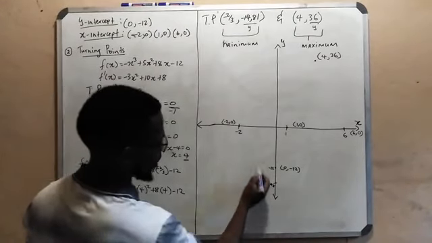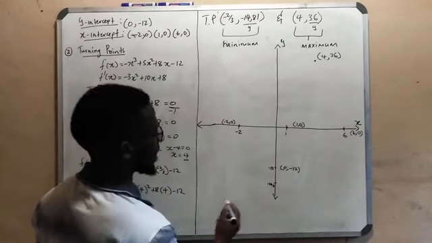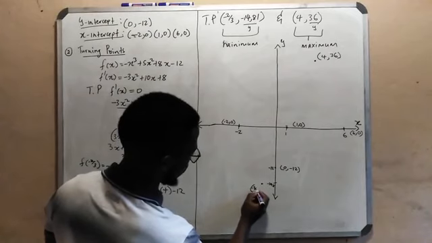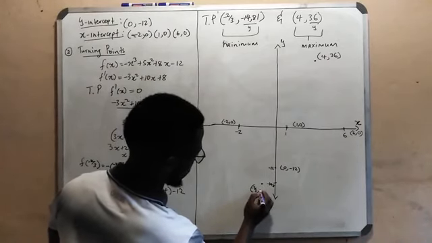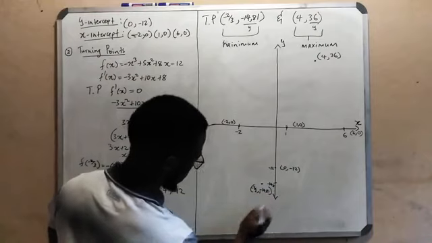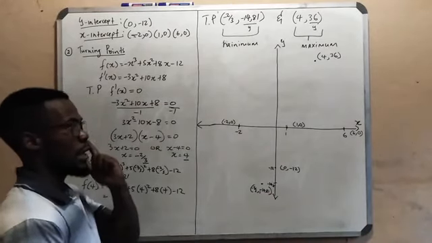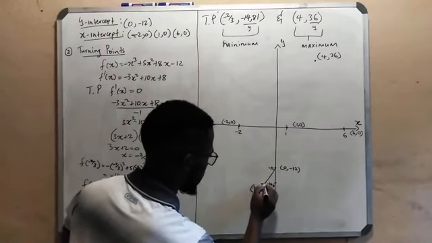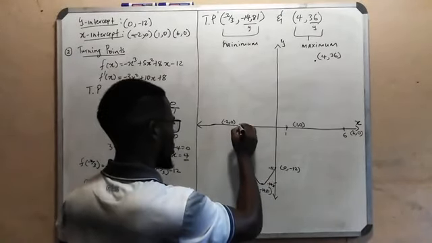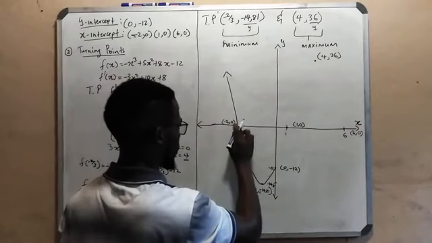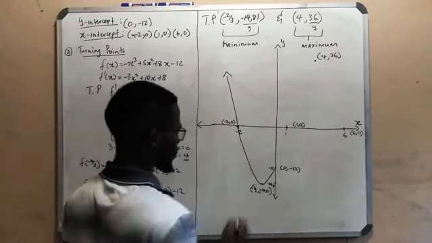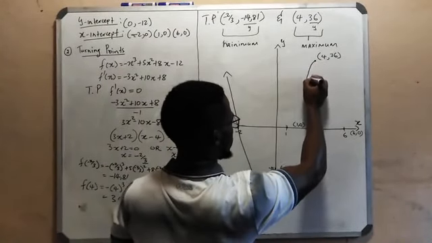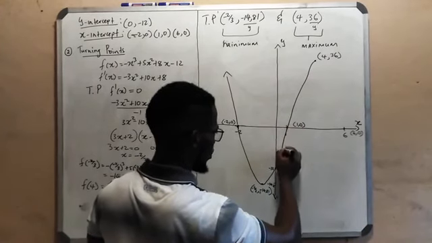It should correspond with minus 2 over 3, so it should be somewhere there. Minus 2 over 3, minus 14.81. Those are my turning points. And now I'm going to join them. This is the turning point. It is going to touch there. My x-intercept. This is my turning point. Joining it with my x-intercept.